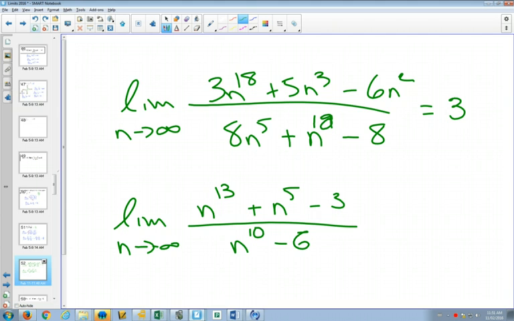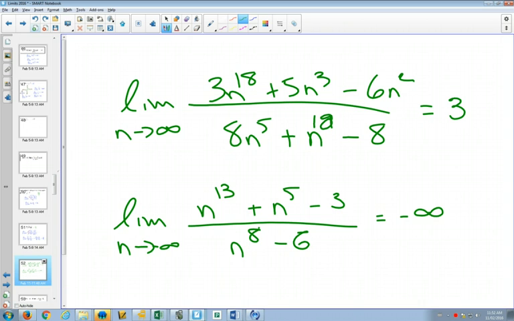Is it going to be, well, it's an odd number on top, but is it going to be infinity or negative infinity? It's going to be negative infinity. If I change this to n to the 8, would it stay the same, or does that not matter? Doesn't matter. You're right, it's still negative infinity.